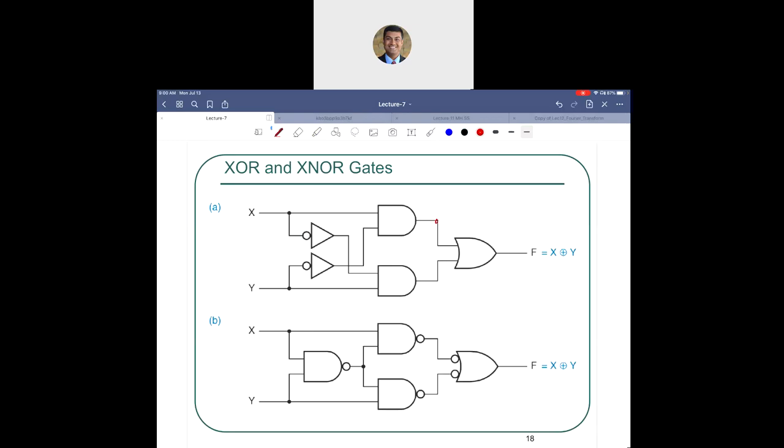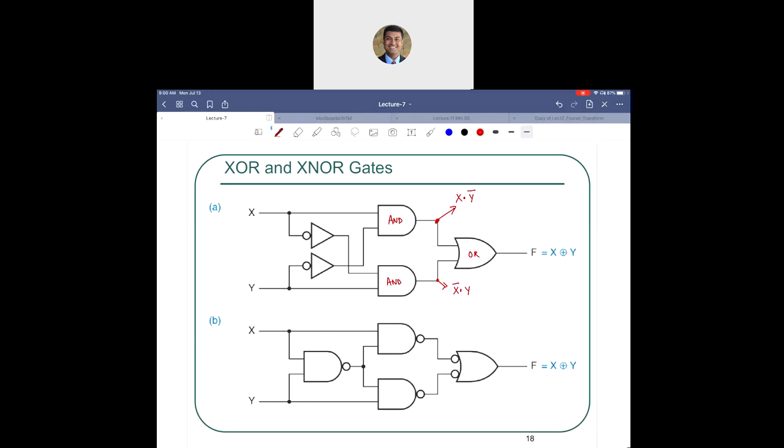I'm going to try to first write the two expressions here. What do you have as expressions there? You have x and y complement. Over here you have x complement and y. And then of course f will be x exclusive OR y. So this is AND, this is AND, and this is OR.